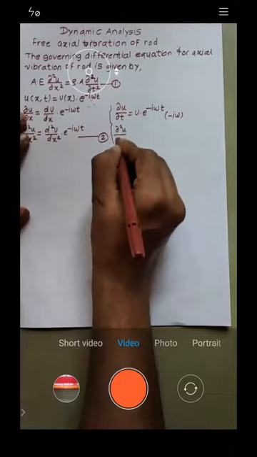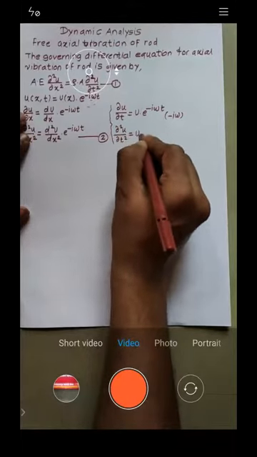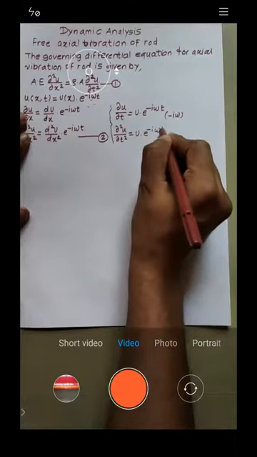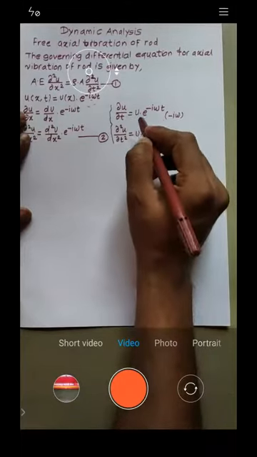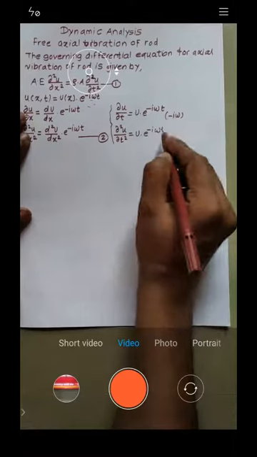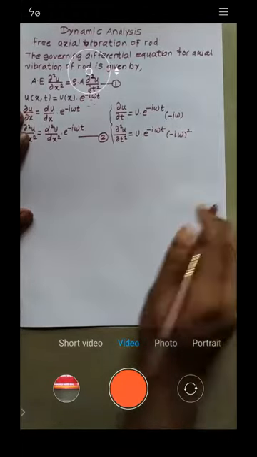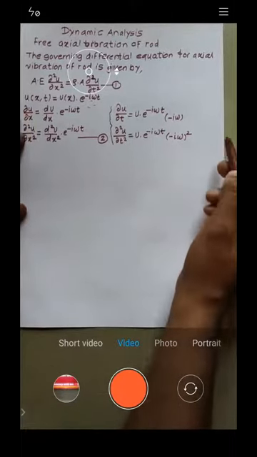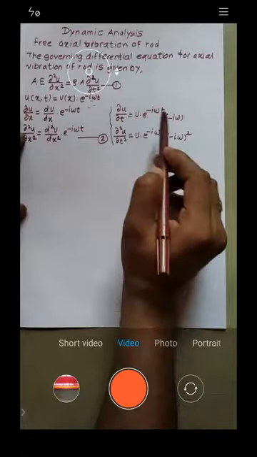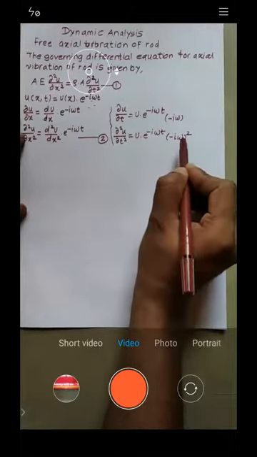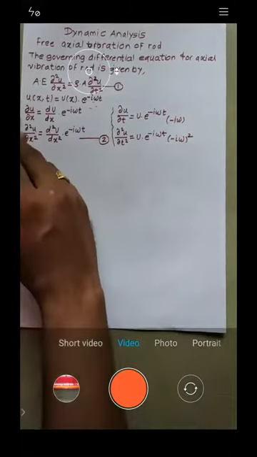Next, I need ∂²u/∂t². Again, u I will keep as it is, and this term e raised to power minus iωt as well. Try to understand: the derivative of e raised to power minus iωt is e raised to power minus iωt into minus iω, and with this minus iω it becomes minus iω squared. This is a constant value, so it is written as it is. Is it okay?